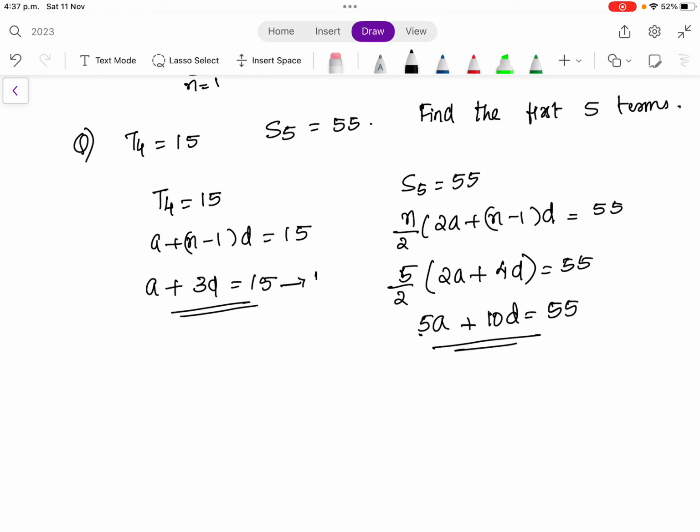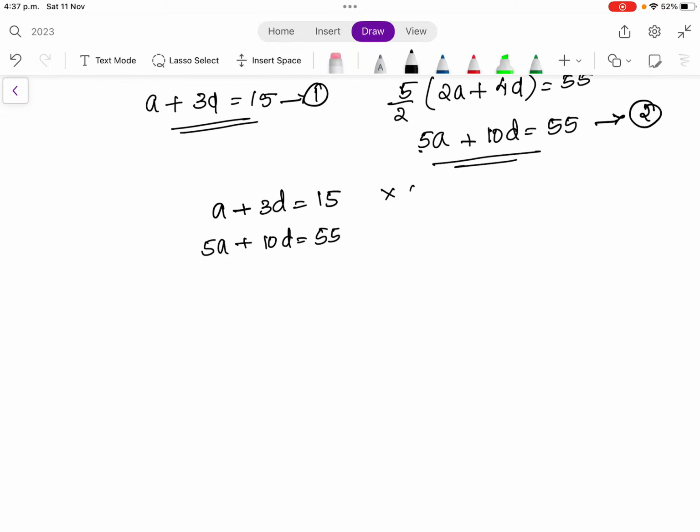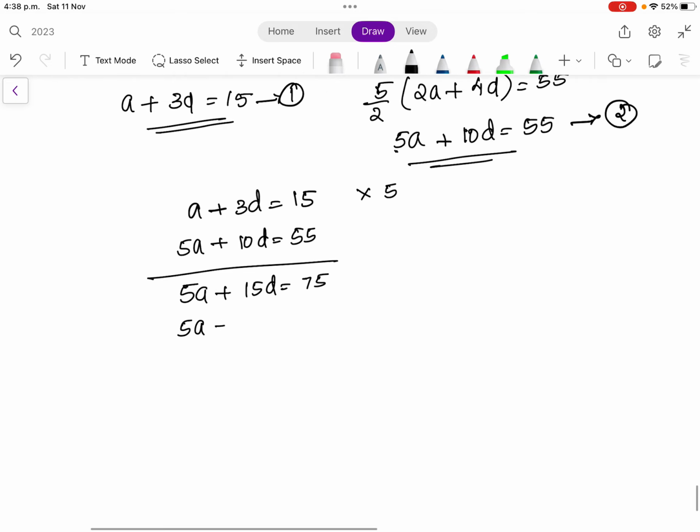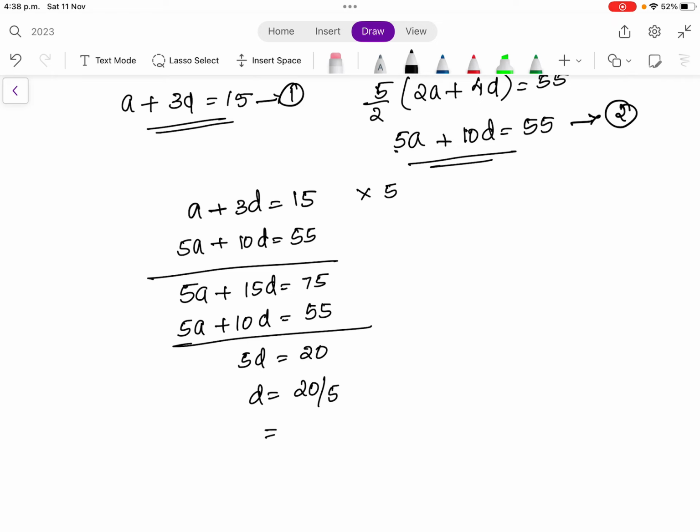So I have first equation here with a plus 3d, and this is second equation, and these are two simultaneous equations, so you can directly solve it using simultaneous equations. So a plus 3d is equal to 15 and 5a plus 10d is equal to 55. So what I will do is, I will just multiply this by 5, so that will become 5a plus 15d is equal to 75, and the second one will be 5a plus 10d is equal to 55, and then you subtract these numbers. So 5d is equal to 20 and d is equal to 20 over 5, which is equal to 4.